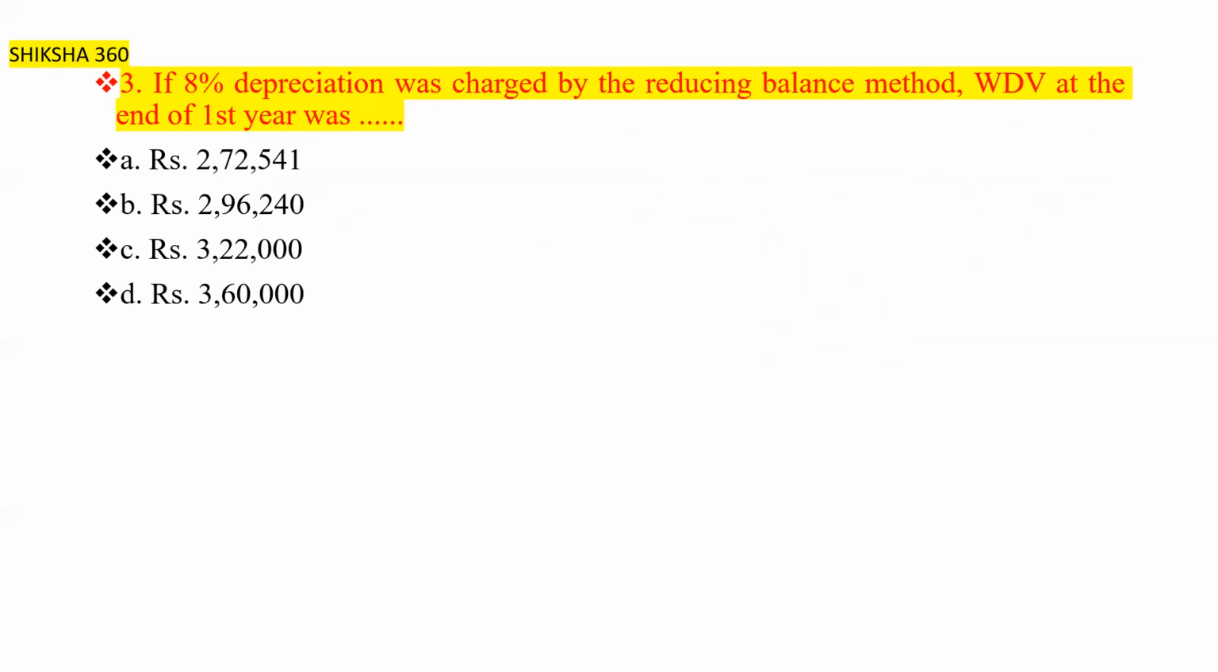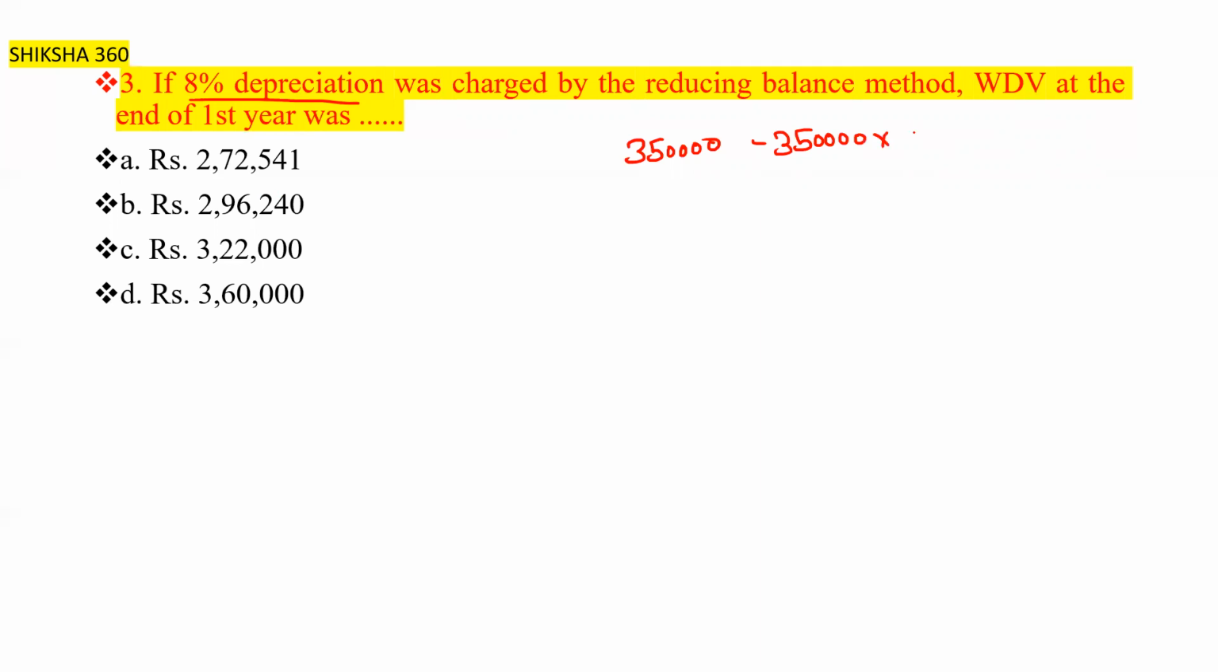Same type of question. If 8% depreciation was charged by the reducing balance method, that is basically the written down value method, at the end of the first year. They are saying that basically second method. So actual value it is to be 3,50,000. Now how much depreciation basically we have to charge? 8%. So we will charge 8%.